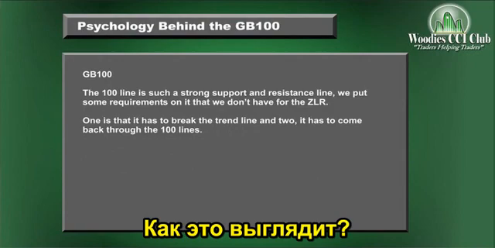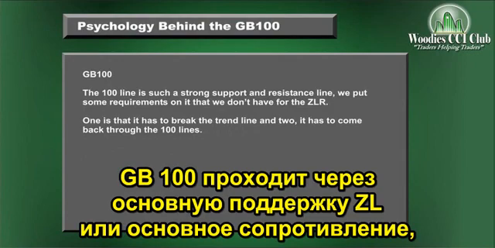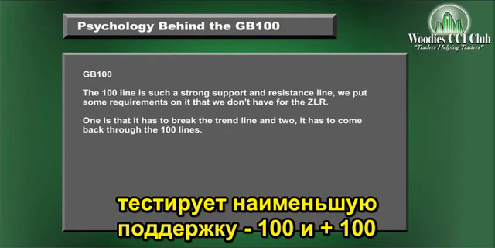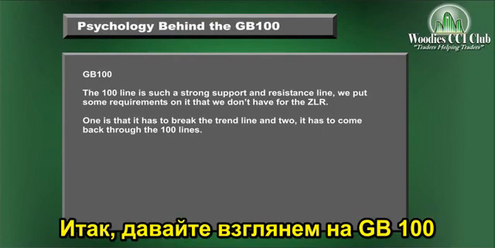Also, what it's showing is the GB100 goes through major support of the zero line, or major resistance, and then also tests and retests minor support at the minus 100 or the plus 100. So let's take a look at our GB100.